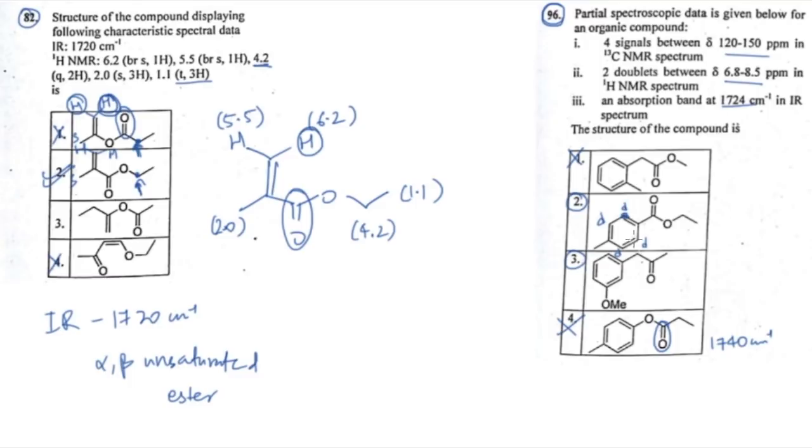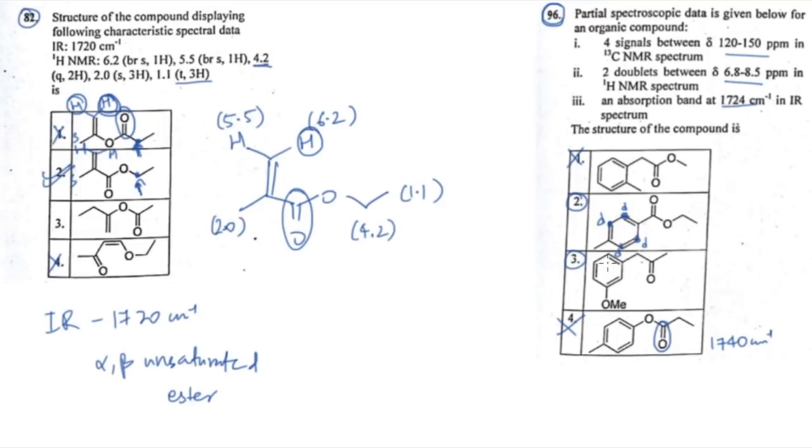And these two protons will be equivalent, and these two protons will be equivalent to each other, right? So you are getting two doublets over here, and the region will be 6.8 to 8.5 because it's an aromatic proton region, right? So option 2 is satisfying the NMR data.